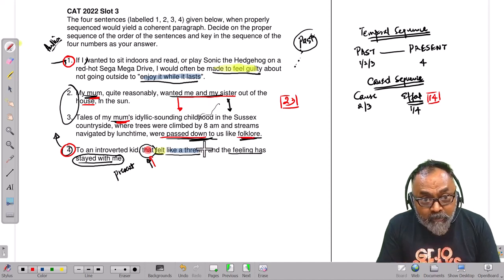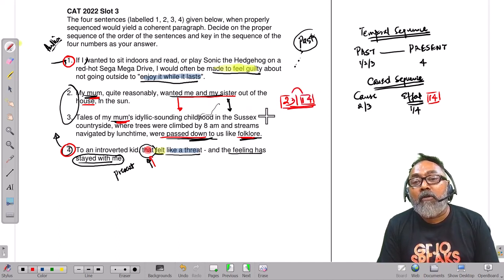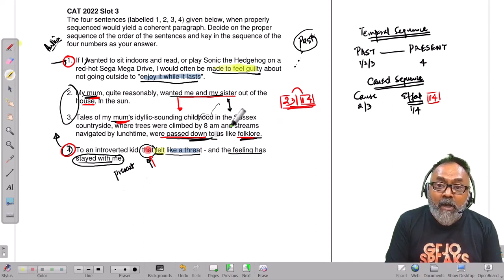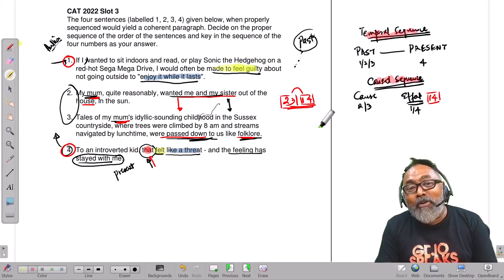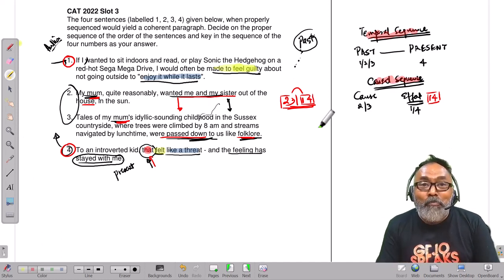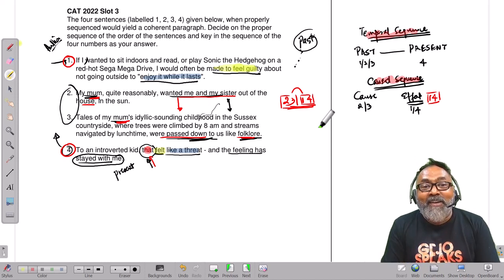Mom used to tell me. Then what mom told me made me guilty. If you can get this block, you'll get 2 3 1 4. I can actually see a temporal sequence. I can see a causal sequence. In the examination, you probably will see one of them. You may see both of them. You may not see anything. You may have seen this, right?